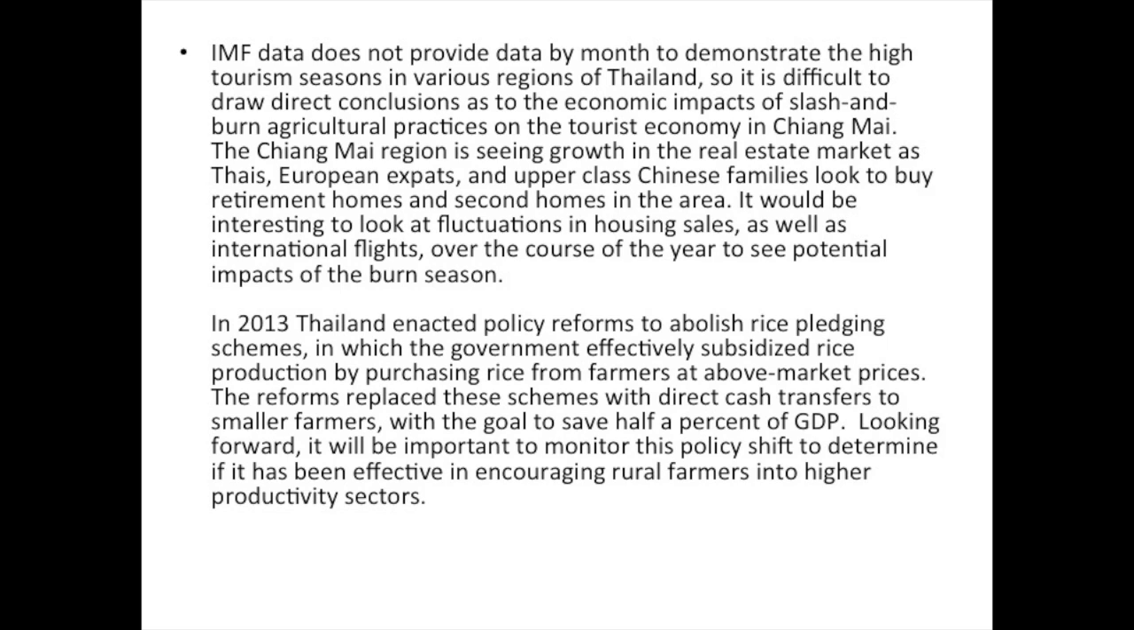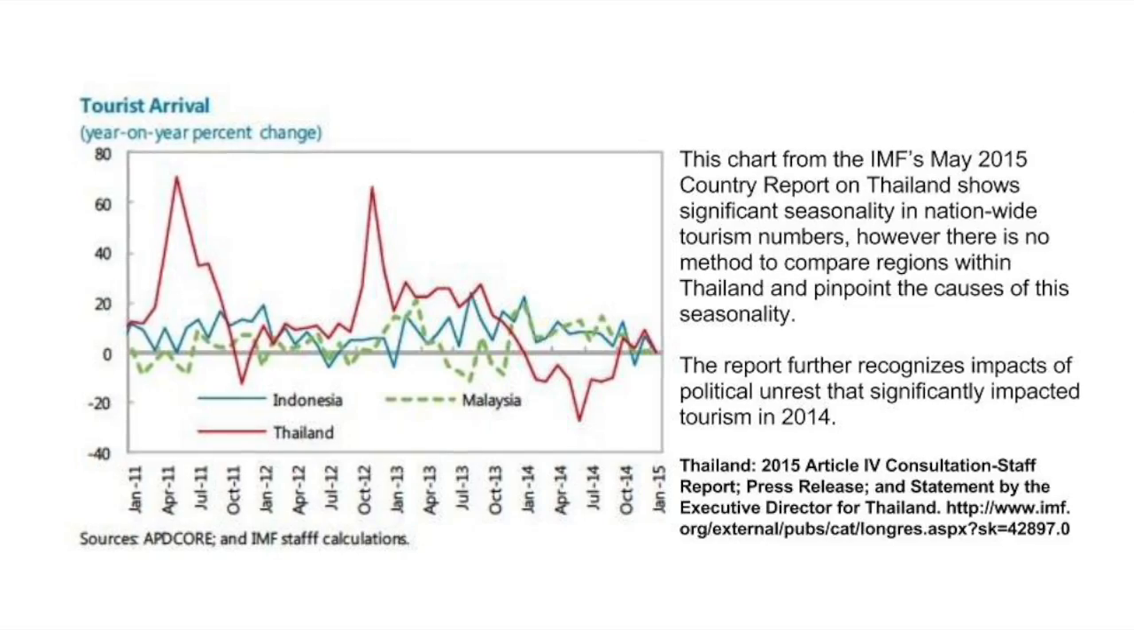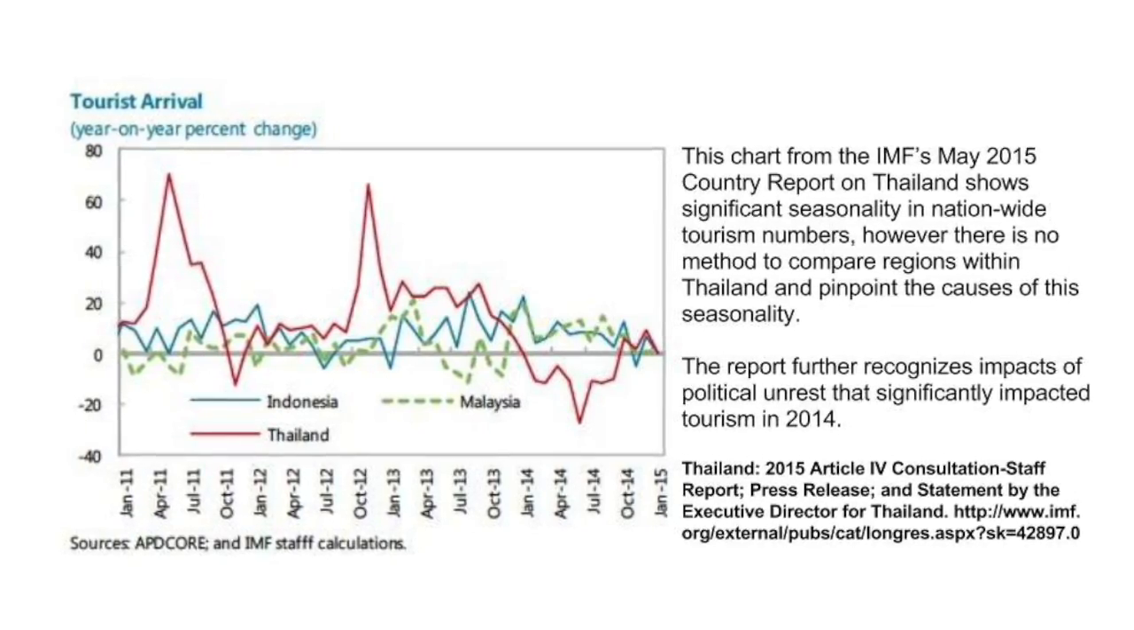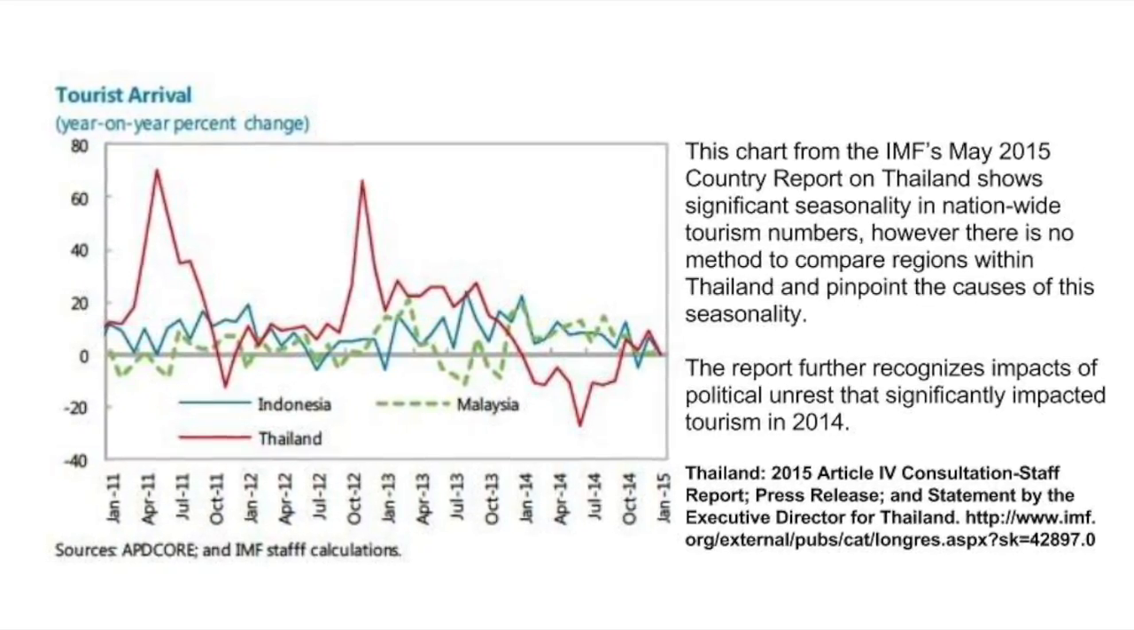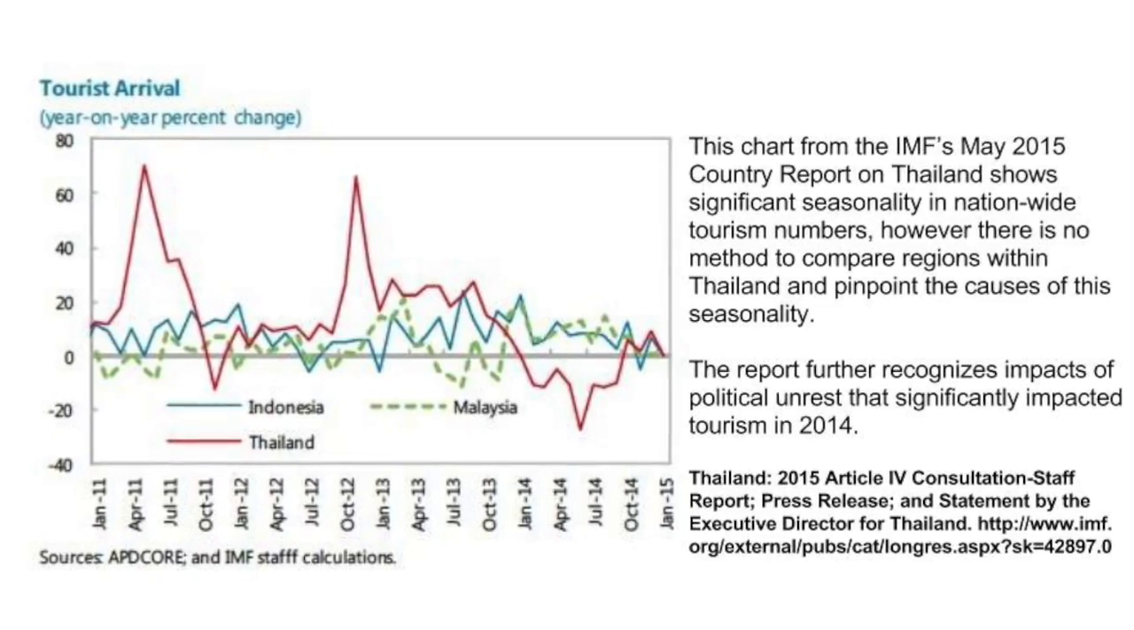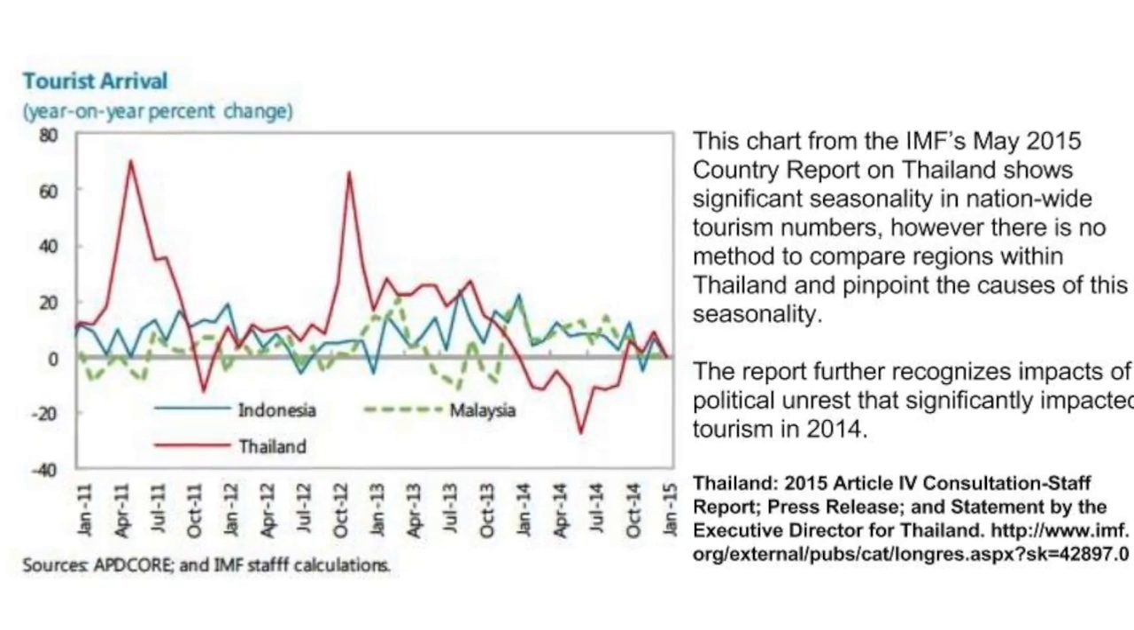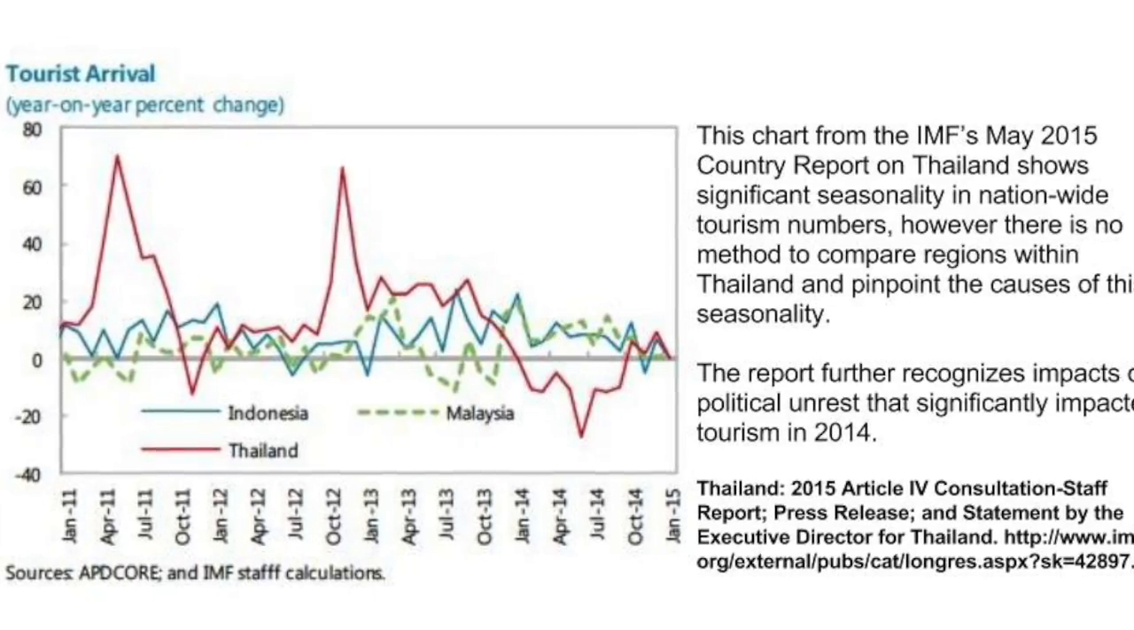In 2013, Thailand enacted policy reforms to abolish rice pledging schemes, in which the government effectively subsidized rice production by purchasing rice from farmers at above market prices. The reforms replace these schemes with direct cash transfers to smaller farmers, with the goal to save 0.5% of GDP. Looking forward, it will be important to monitor this policy shift to determine if it has been effective in encouraging rural farmers into higher productivity sectors.